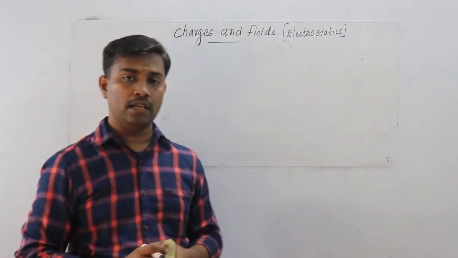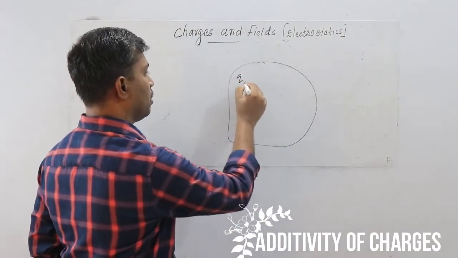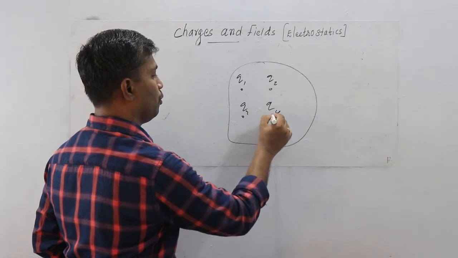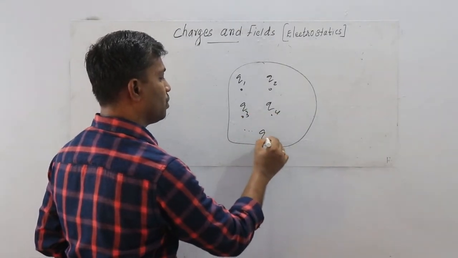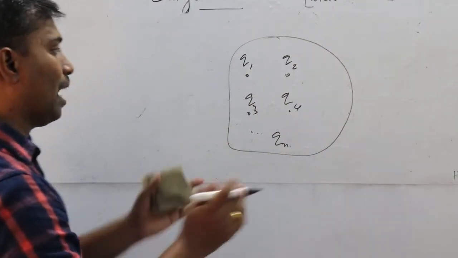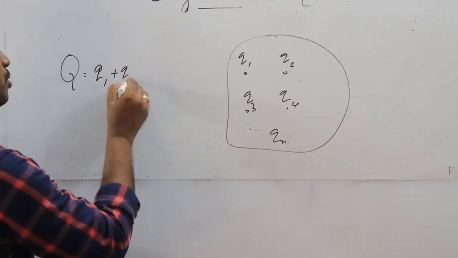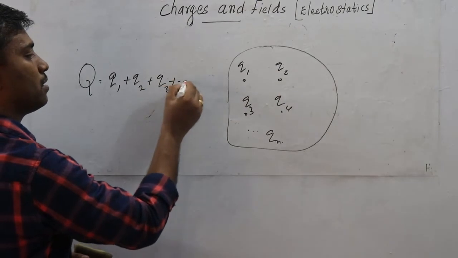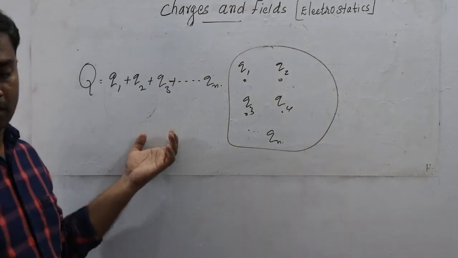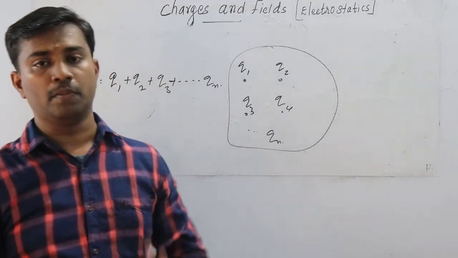Suppose a system contains many charges. Suppose this is a system. It contains Q1, Q2, Q3, Q4, etc., Qn charges. Then the total charge of this system can be represented by total charge Q equals Q1 plus Q2 plus Q3 plus etc. plus Qn. This property is called the additivity property of charges. So we can add all the charges in a system.